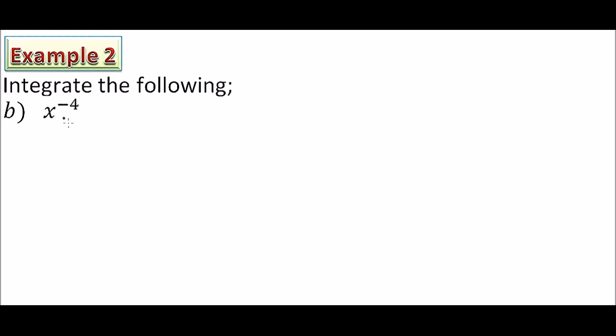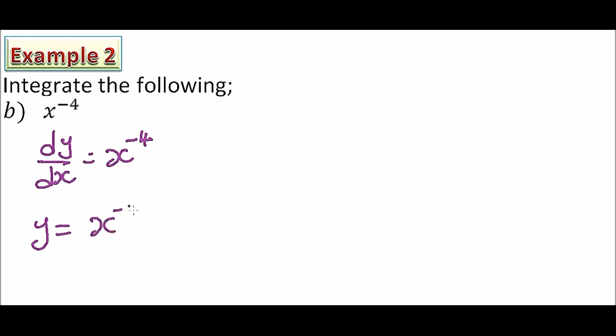Integrate the following, that is x to power minus 4. What this means is that the gradient function dy over dx is equal to x to power minus 4. So to integrate this, we say our y is equal to x to the power minus 4 plus 1, divided by the new index minus 4 plus 1, and we add the constant.